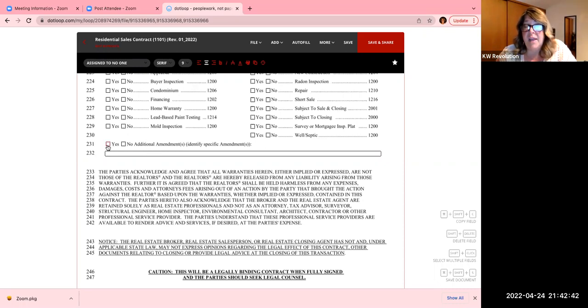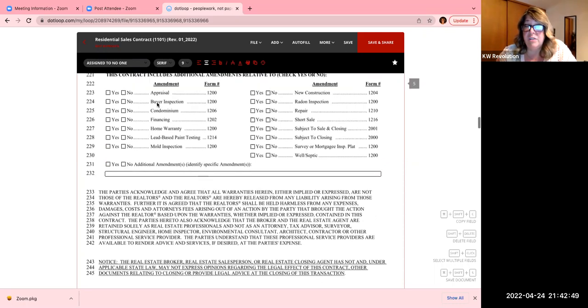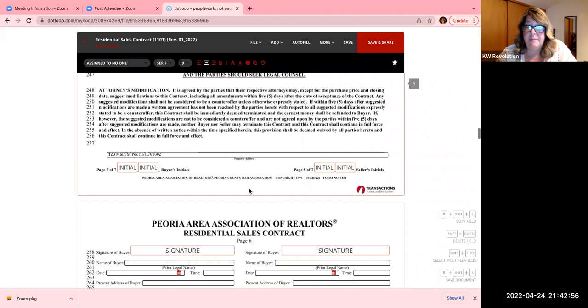But this is not where you put additional inspections. This is an additional amendment. The inspections, if you have additional inspections, that's actually addressed on the buyer's inspection amendment. So we'll go through those amendments here shortly.